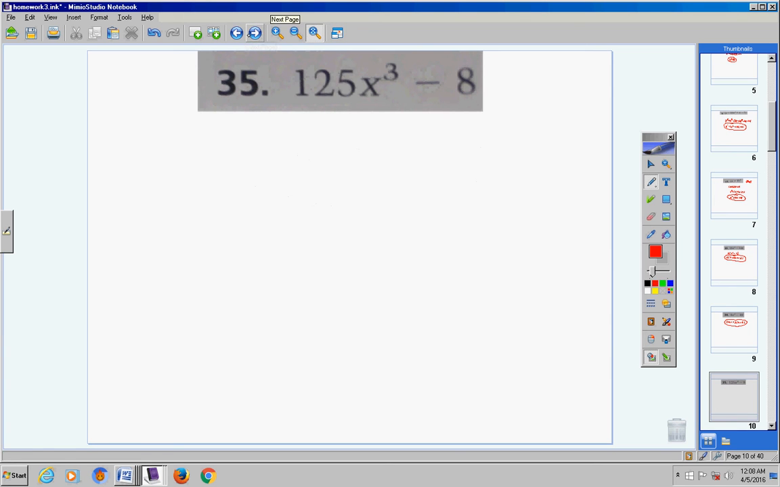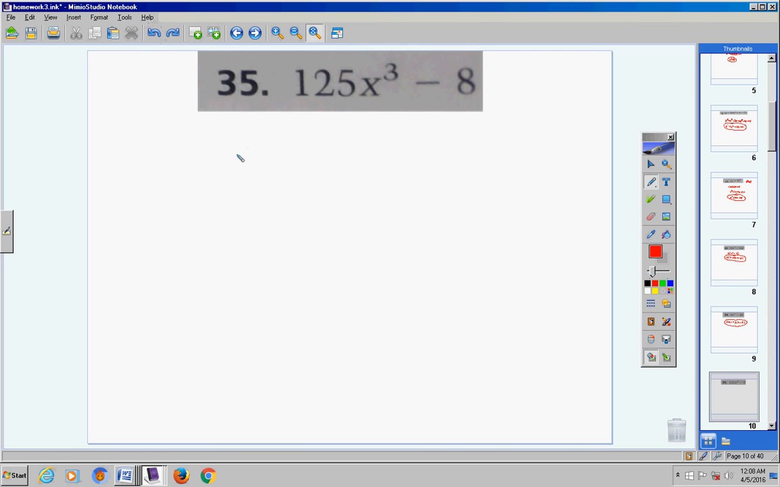Okay, now first of all, we're going to pull out what's common like always. However, there's nothing common here that I can factor out. So I look at what I'm left over with. It's a binomial. Do I have perfect cubes or perfect squares? Well, I do have perfect cubes. Excuse me for yawning. This is a perfect cube here. I know the cube root of 125 and the cube root of x cubed. And 8 is also a perfect cube.